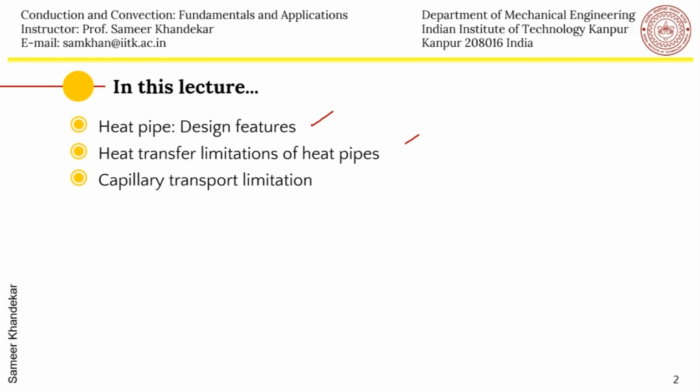We have seen that it's a superconductor. But does that remain a superconductor in the entire operating range of temperatures, or are there limitations to how much heat a heat pipe can transport from location A to location B? There are several limitations, in fact, the origins of which will depend on the operating temperature and the heat flux at which we are operating. We will be looking at the most important limitation, which is called the capillary transport limitation.